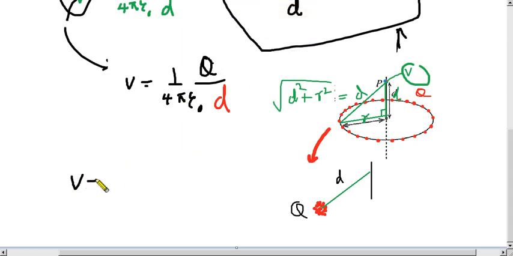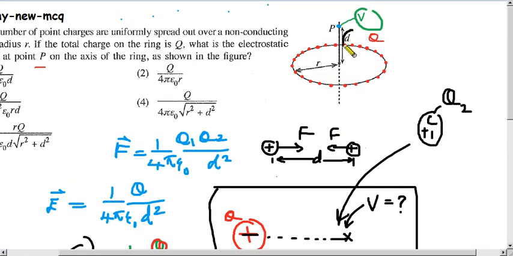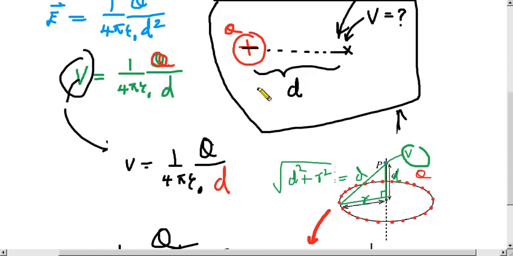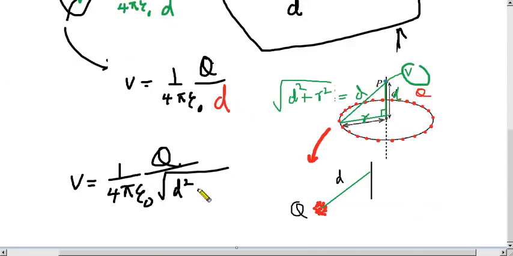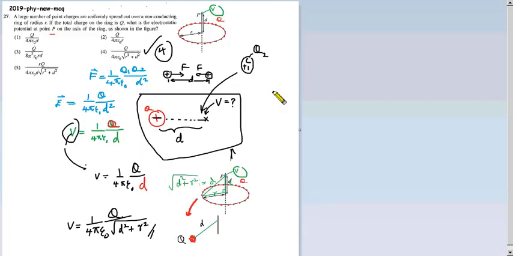Now we almost solved it. V equals q over 4 pi epsilon naught, q they have given as q. So what is d? The root of that d, what they have given as d, this vertical d, so d squared minus r squared. So that is the answer, children. This one, the fourth one, is the answer. So children, I think you can understand it.